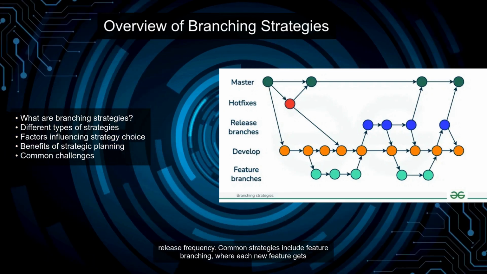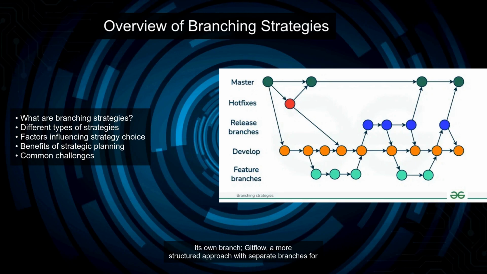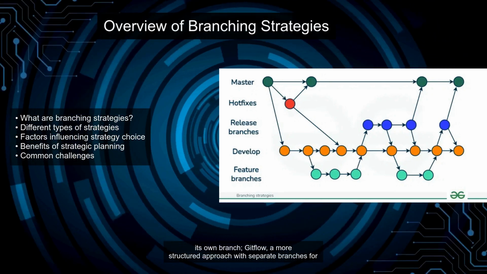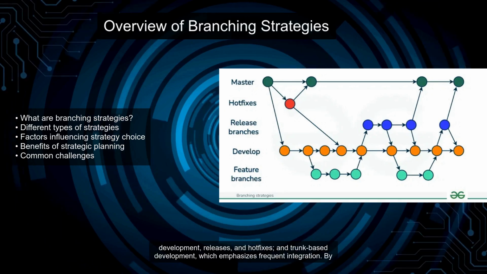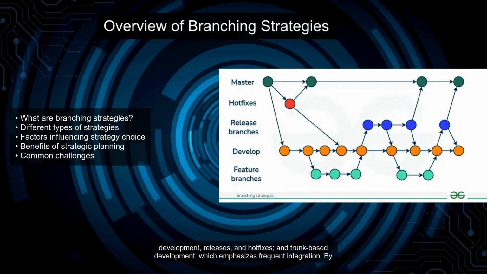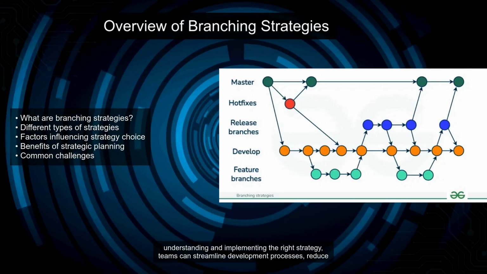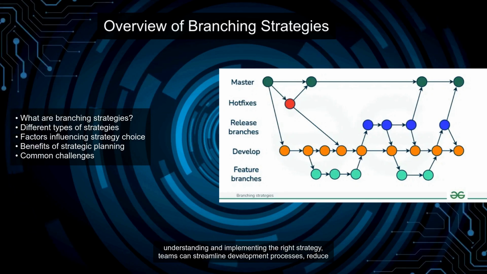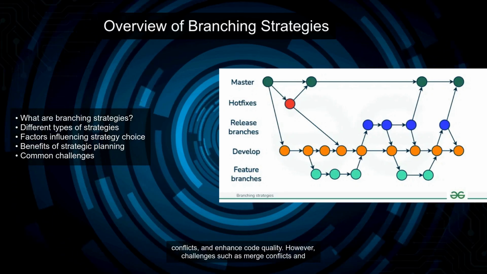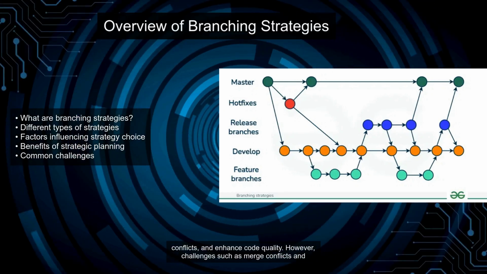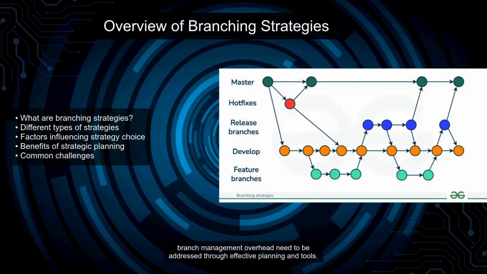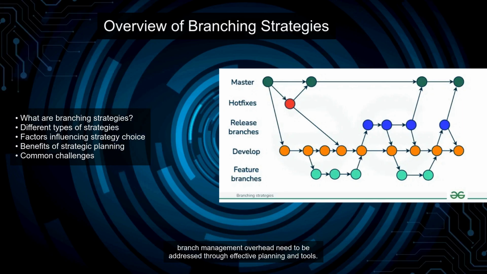Common strategies include feature branching, where each new feature gets its own branch, Gitflow, a more structured approach with separate branches for development, releases, and hotfixes, and trunk-based development, which emphasizes frequent integration. By understanding and implementing the right strategy, teams can streamline development processes, reduce conflicts, and enhance code quality. However, challenges such as merge conflicts and branch management overhead need to be addressed through effective planning and tools.